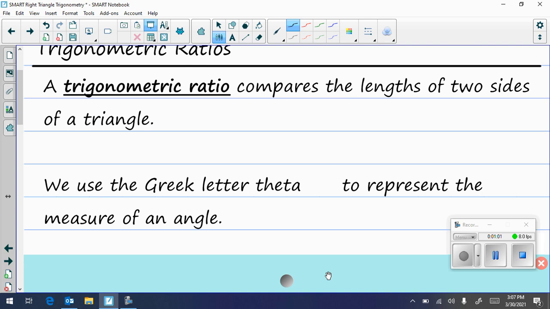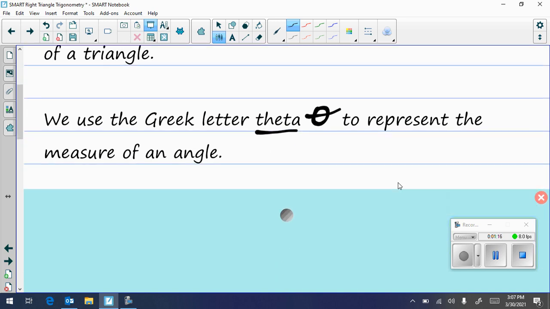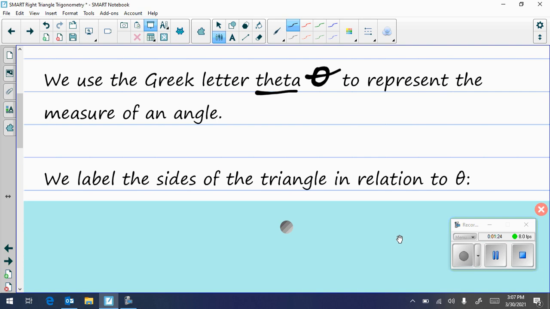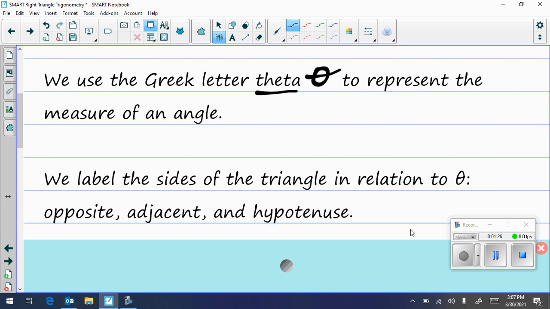Now, we use the Greek letter theta, it looks like this, to represent the measure of an angle. So it's a circle with a line through it. It's the same as a variable. It's the same as an x or a y or a t or a p. It's just a Greek letter variable instead of a regular letter variable.